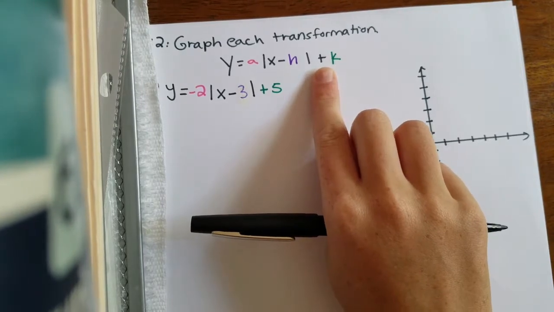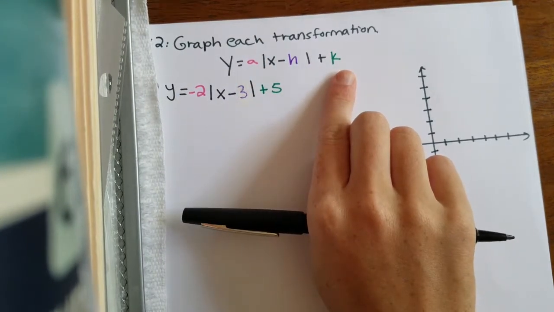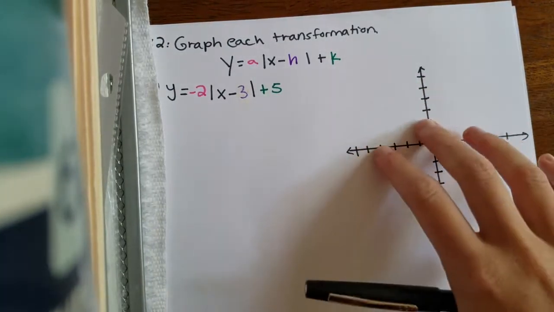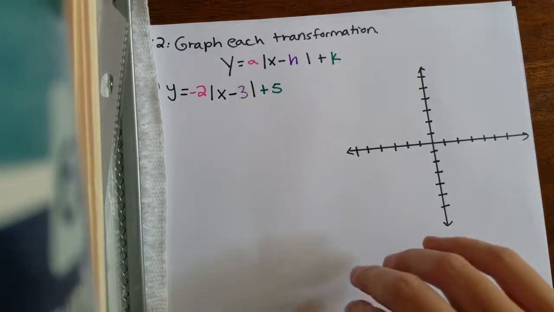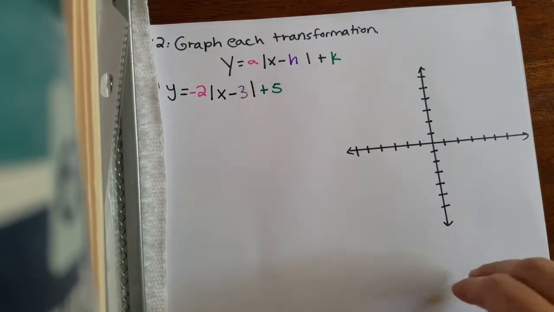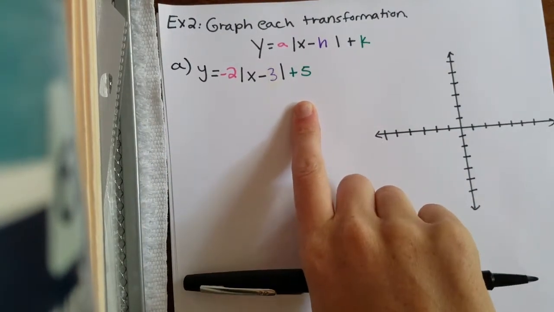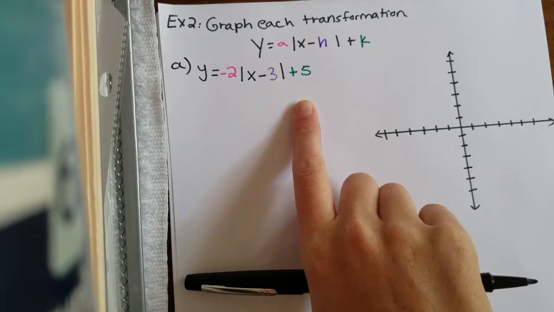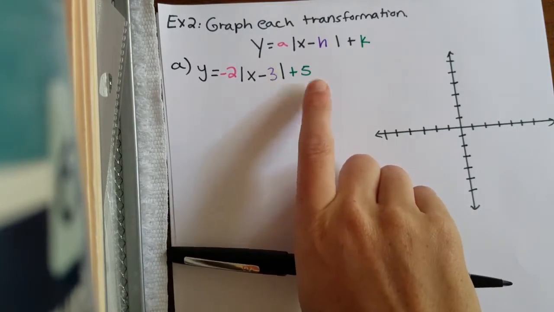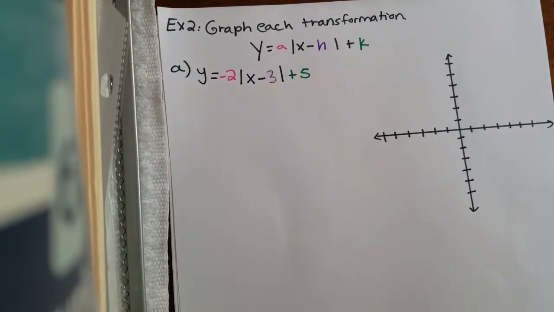We're always going to ask ourselves, is our value an A value, an H value, or a K value? And once we know that, we kind of know what the graph does, and we can move it on the graph ourselves or find values using a table to figure out what the new graph's values will be. So the first absolute value function we'll be dealing with is y equals -2 times absolute value of x minus 3 plus 5.